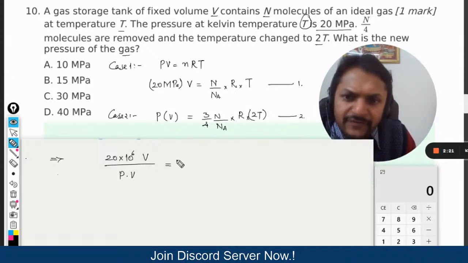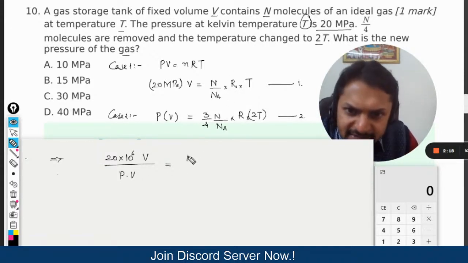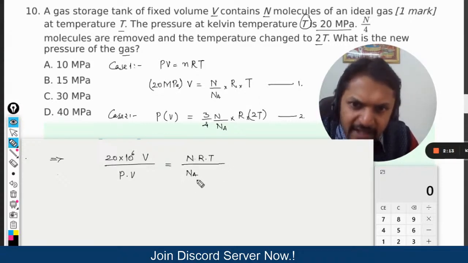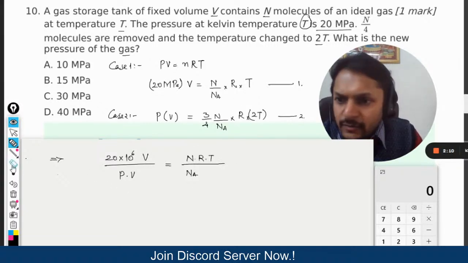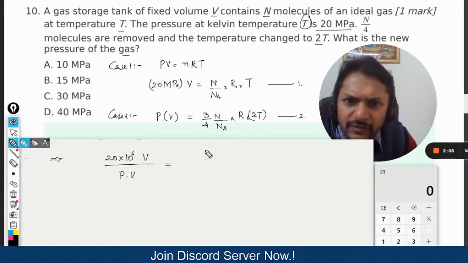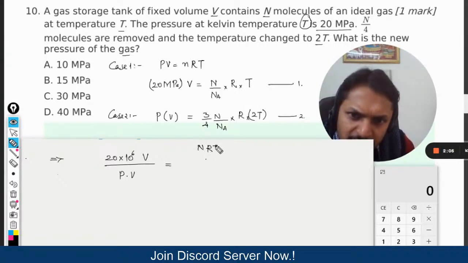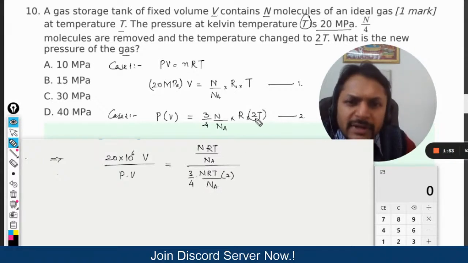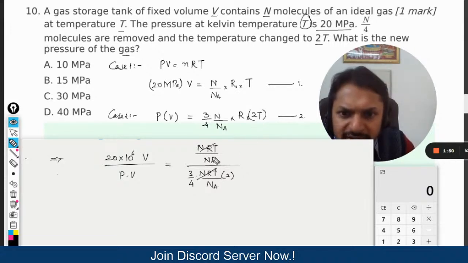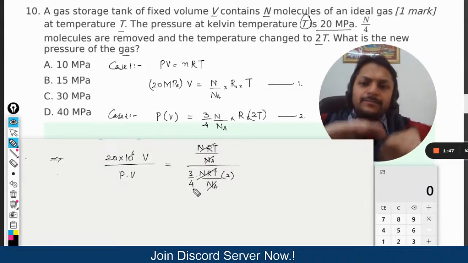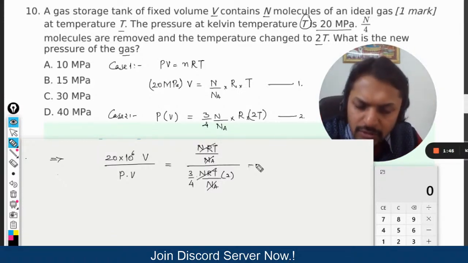Okay, so left hand side divided by left hand side, and this is nRT divided by NA. So this is this, and we can write it the other way also, don't get confused. So nRT divided by NA divided by this thing, so it will be 3 by 4 nRT divided by NA, and 2 will be extra here.